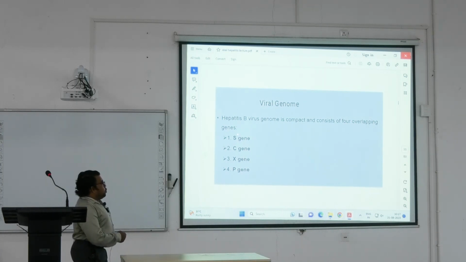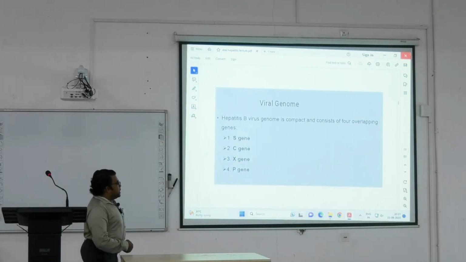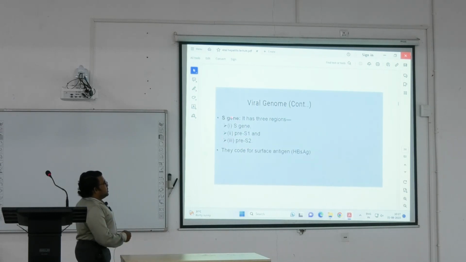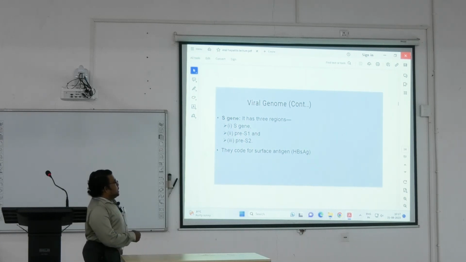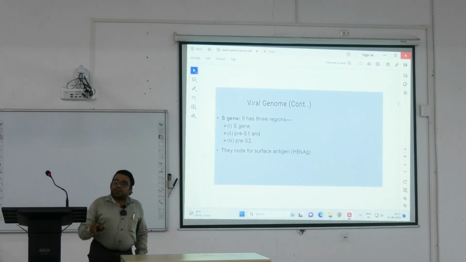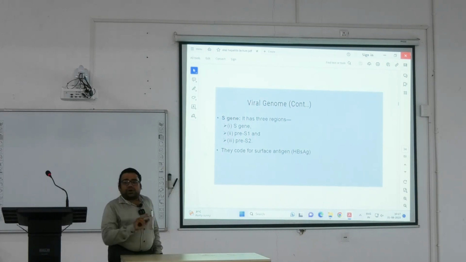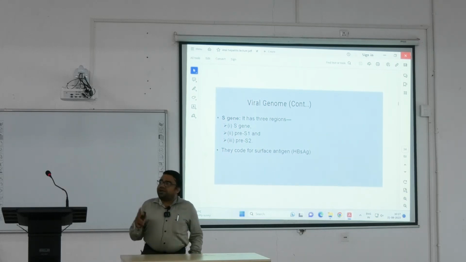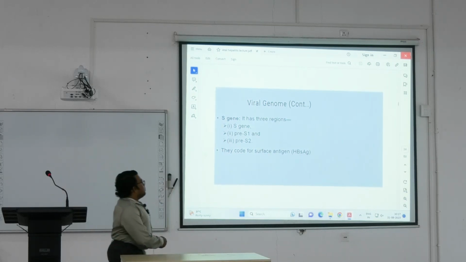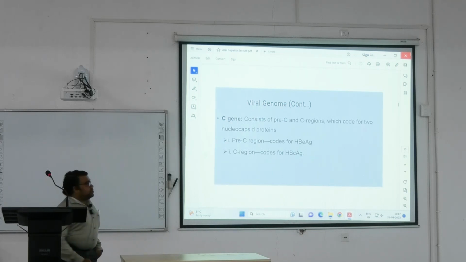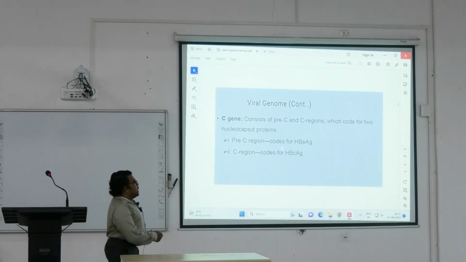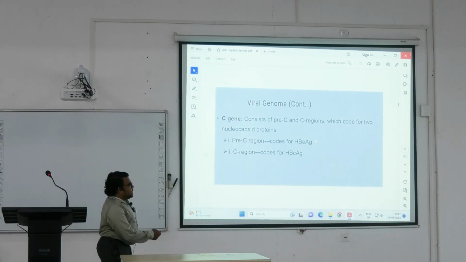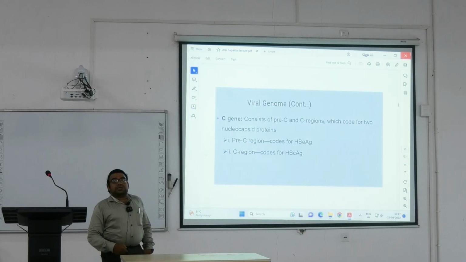If we consider the viral genome, there are 4 genes: S gene, C gene, X gene, and P gene. Now, the S gene has 3 regions: S gene, pre-S1, pre-S2. The S gene codes for hepatitis B surface antigen. This might be a little bit boring. Just try to understand this, because there are variants of this virus which are very difficult to diagnose. Okay. The C gene, or the core gene, has a pre-C and the C gene. The pre-C gene codes for the E antigen and the C gene codes for the C antigen.